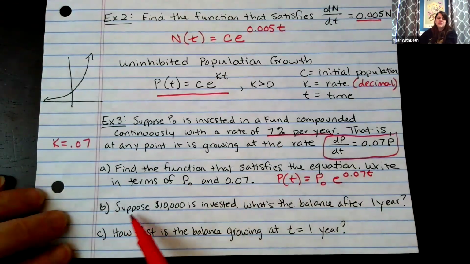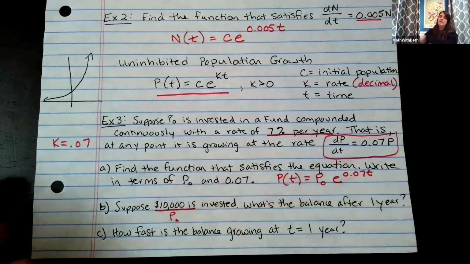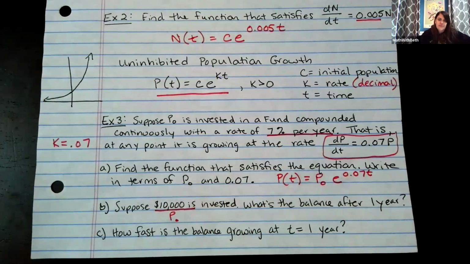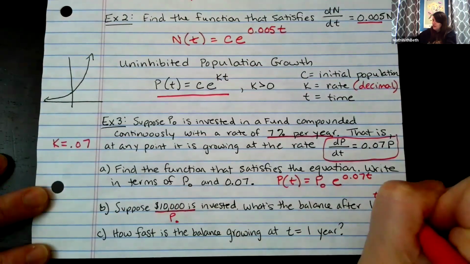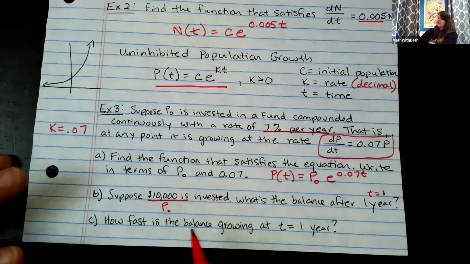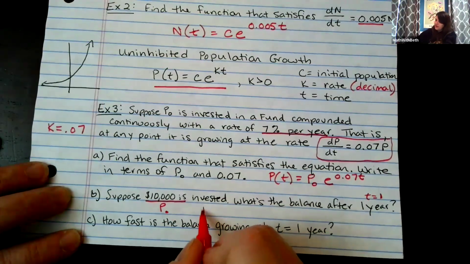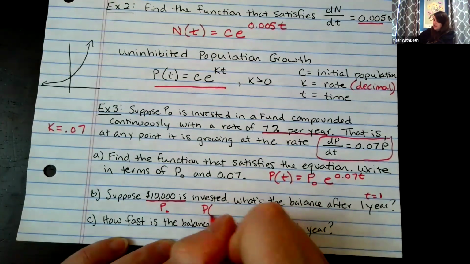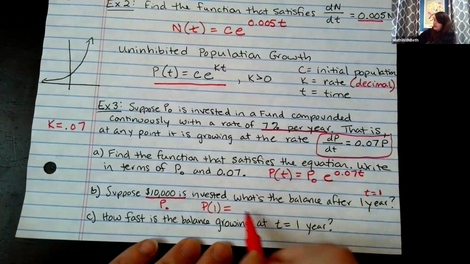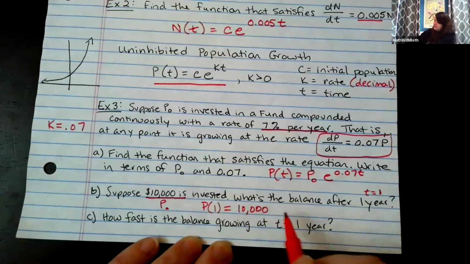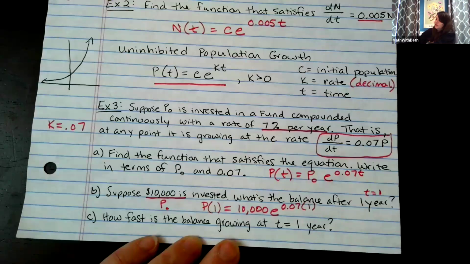So now, suppose 10,000 is invested. So now they're actually giving me a number for that P sub 0. What is the balance after 1 year? So they're giving me the T. So if I now have the P sub 0 and the T, I have everything I need and I should be able to find this. So we're trying to basically find P of 1 because we're trying to find the answer after 1 year. So I put in my $10,000 times E raised to the 0.07 times 1.